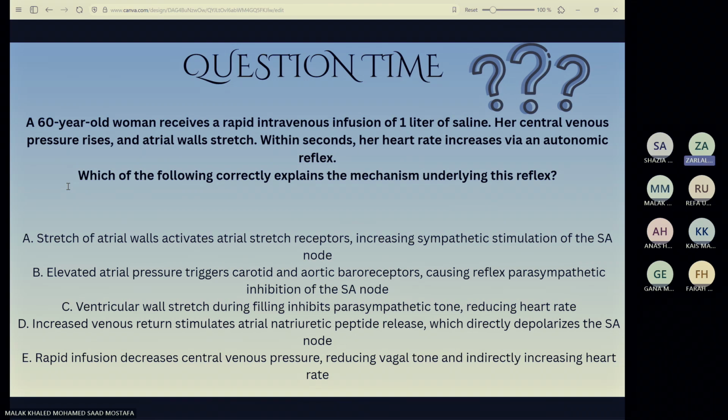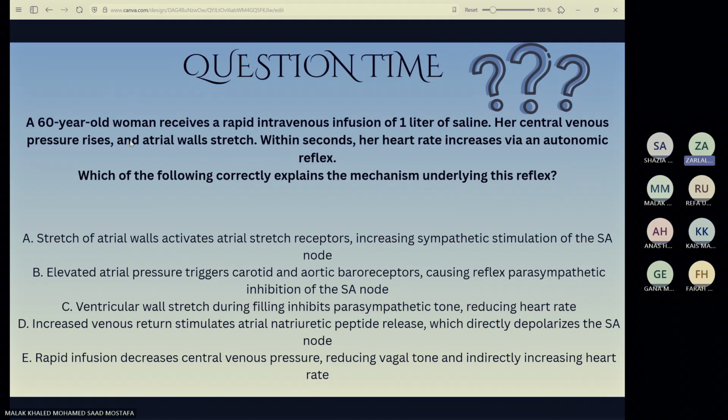Any answers? Basically, they're asking that her venous pressure rises and her atrial walls stretch. Now, they're asking about the relationship between atrial wall stretching and her heart rate. The answer is no one can answer. Okay, thank you. It is A, yes.